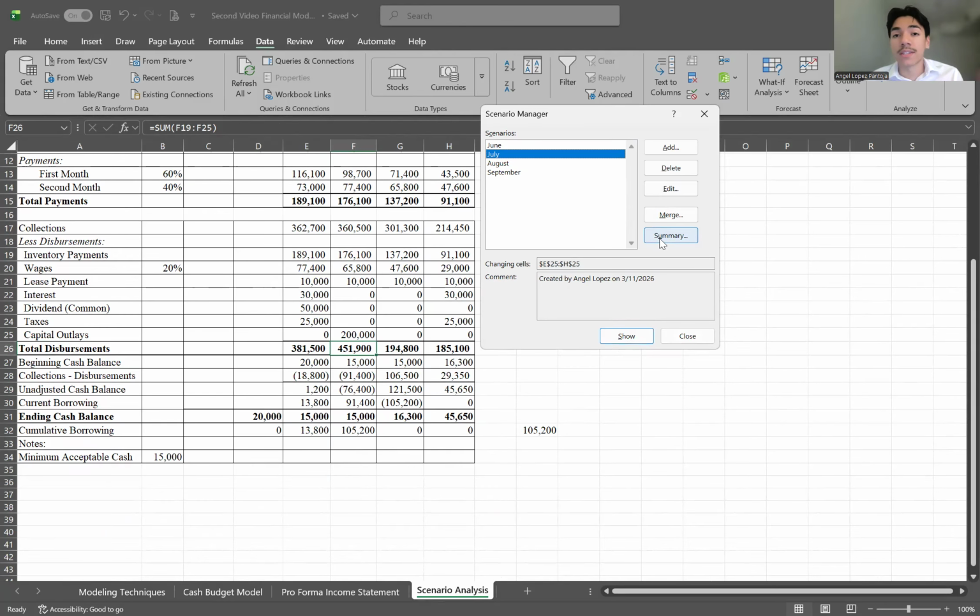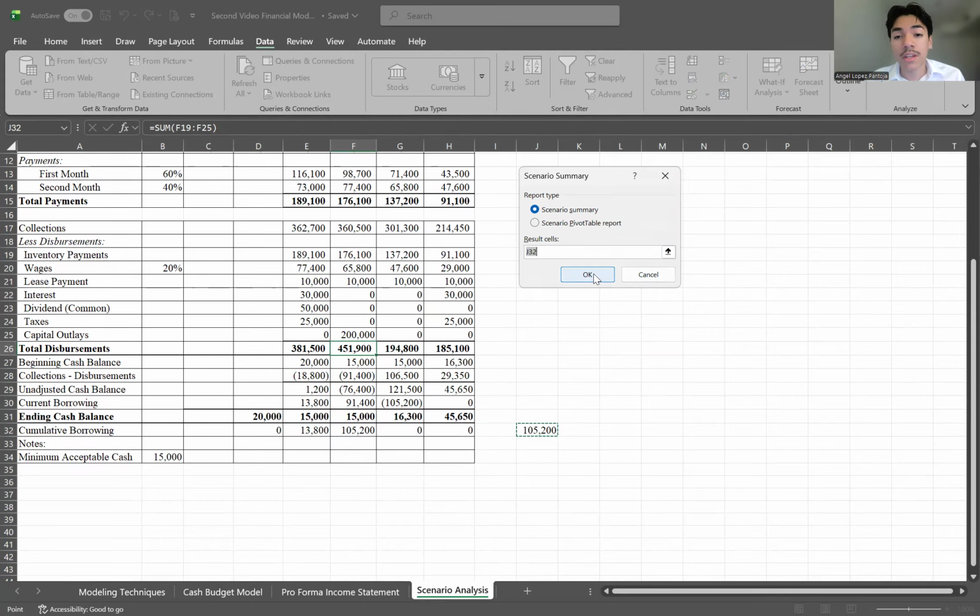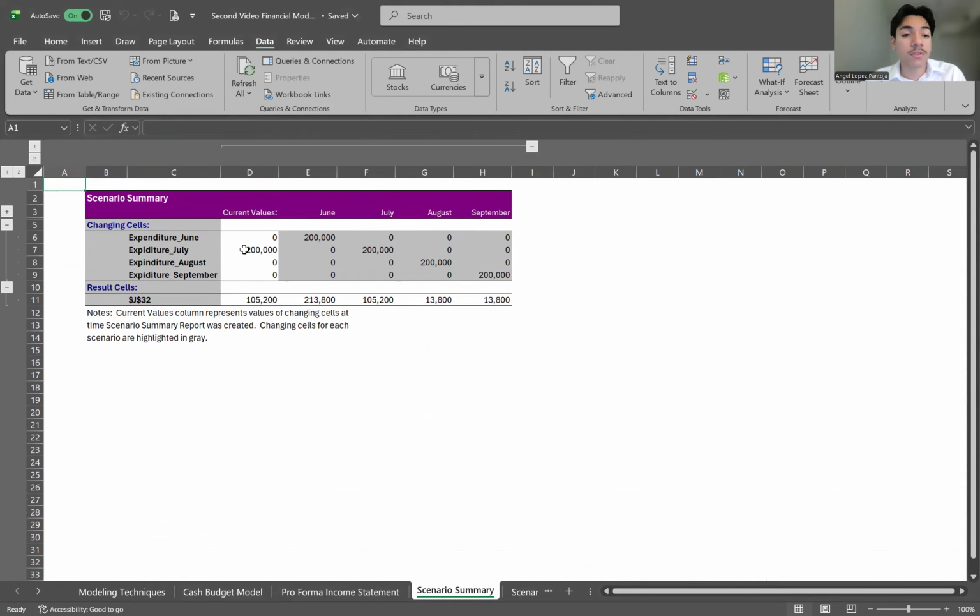If you want to showcase this to somebody, you simply click the summary, and you create a scenario summary. The result cell is 105,000. And here we have expenditure in June, 200,000. We see that's $213,800. In July, it's 105,000. In August and September, it's 13,800. And this is kind of just the scenario summary and using Scenario Manager for this model.